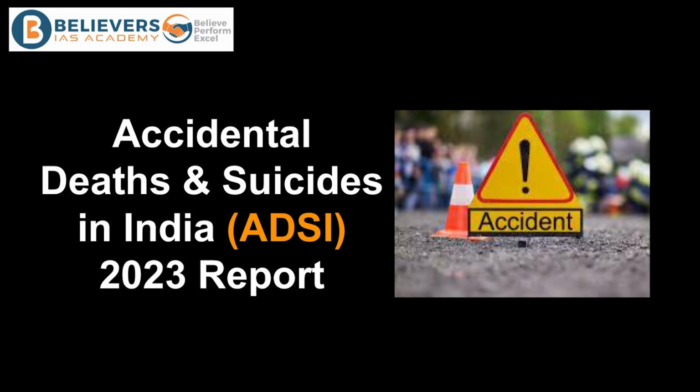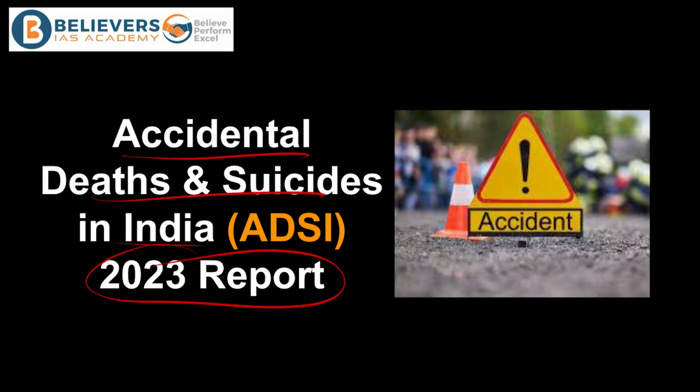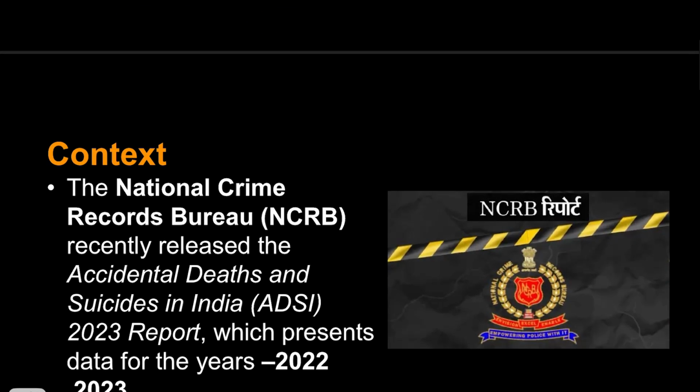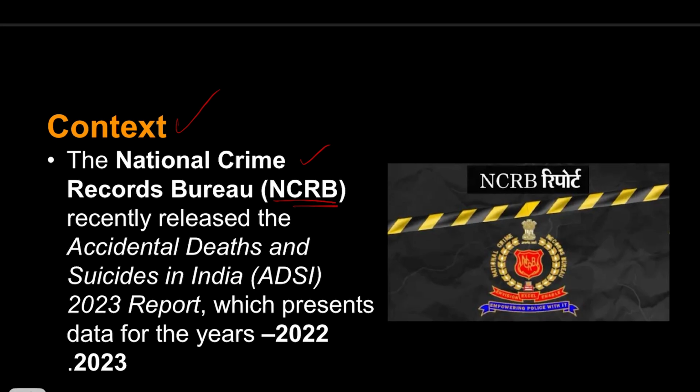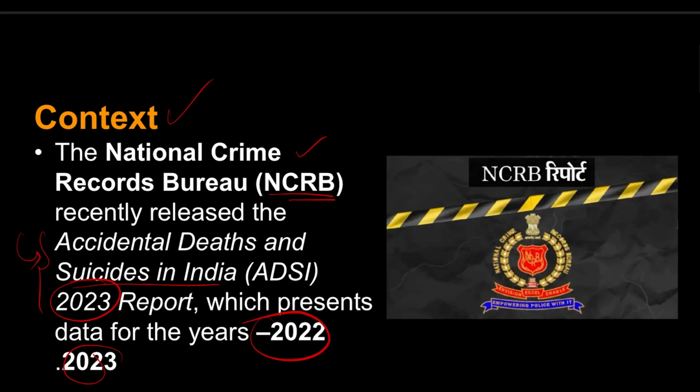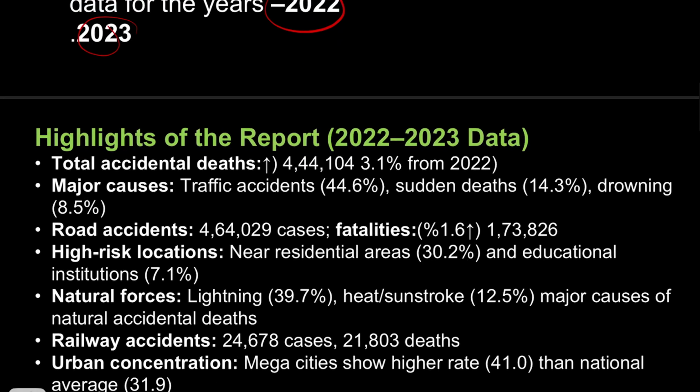Today's topic of the day is the accidental deaths and suicide rates in India, with respect to the 2023 report. It was released by the NCRB, the National Crime Records Bureau, which usually releases this data, and this time it is on accidental deaths and suicides in India for 2022 and 2023, which represents the condition of crime rates in India, mostly pertaining to accidental deaths and suicides. What are the key highlights?